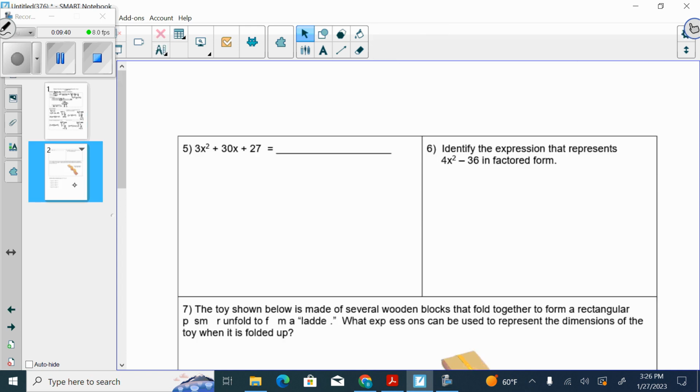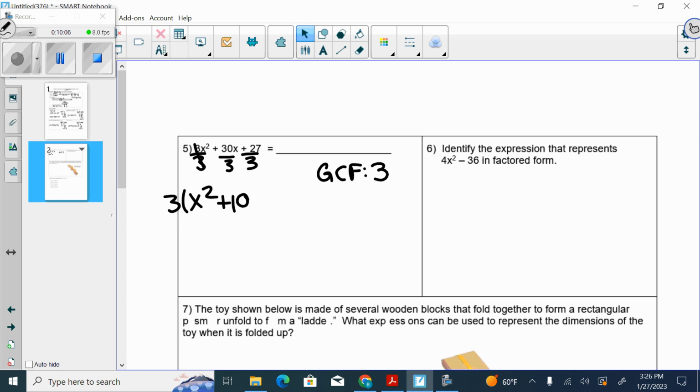All right, number 5. What am I looking for first? GCF. It's a 3. Good. All right, so we divide everything by 3. There, my 3's are going to divide out. So I'll have x squared. 30 divided by 3? Good. And 27 divided by 3? Good.